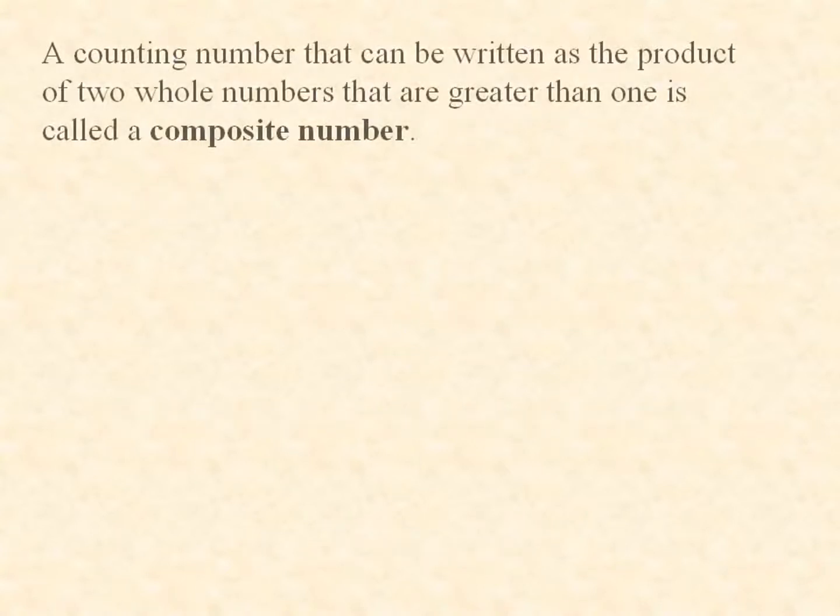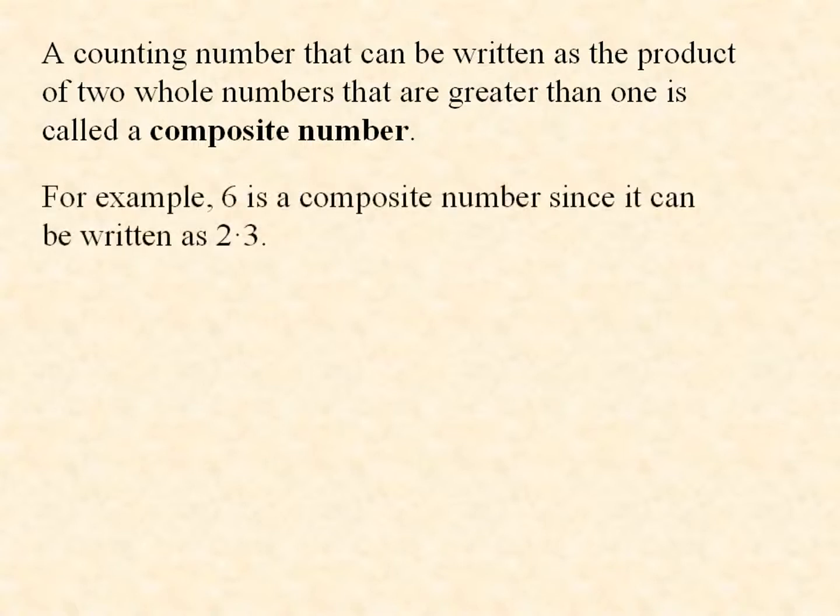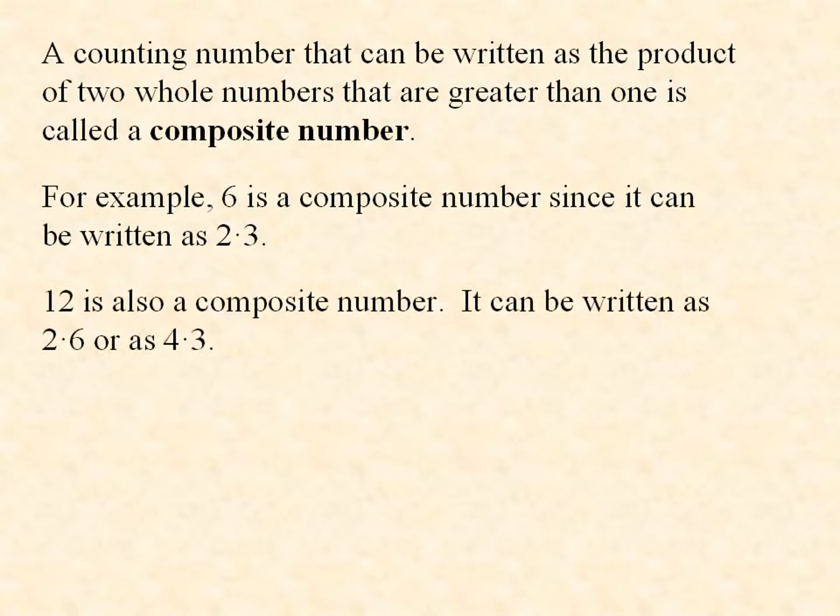A counting number that can be written as the product of two whole numbers that are greater than 1 is called a composite number. For example, 6 is a composite number because it can be written as 2 times 3. 12 is also a composite number. It can be written as 2 times 6 or as 4 times 3.